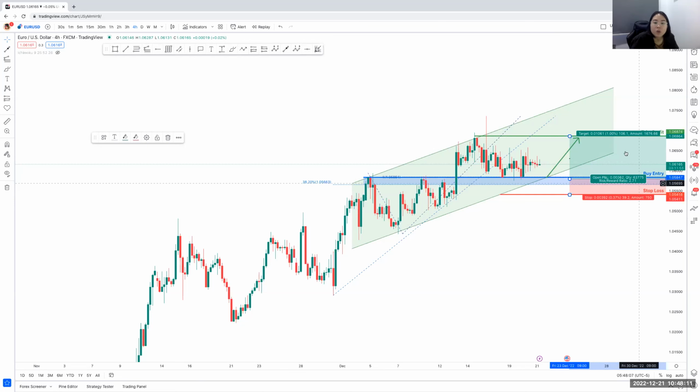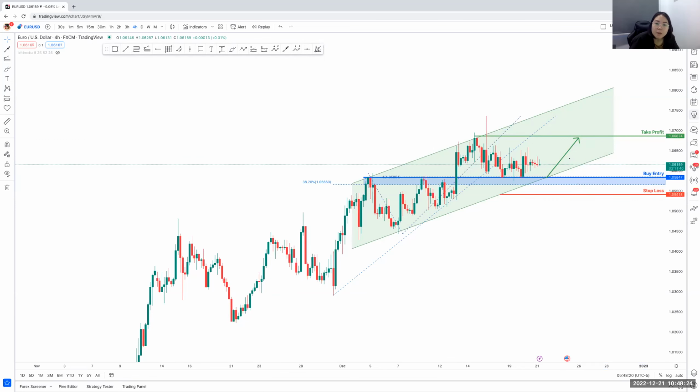2.71%. So I'm risking $1,000 to make $2,710. So I think the risk to reward is good. I think it is worth it. I think this is a trade that is okay to be taken. So what's the next step?